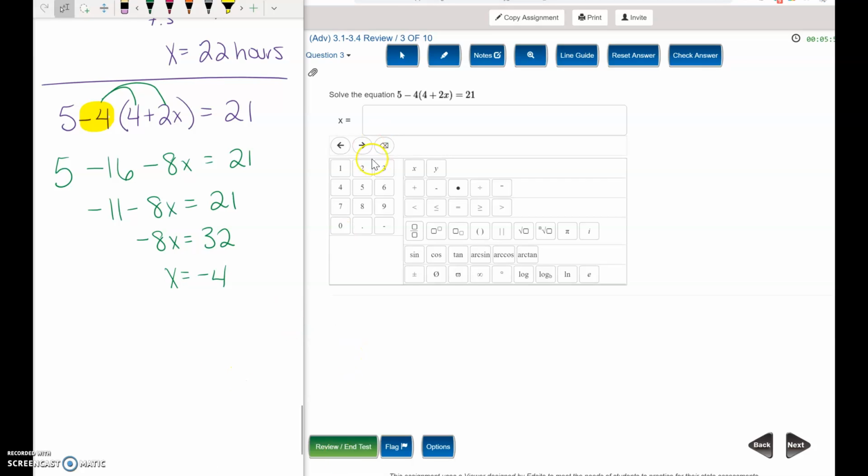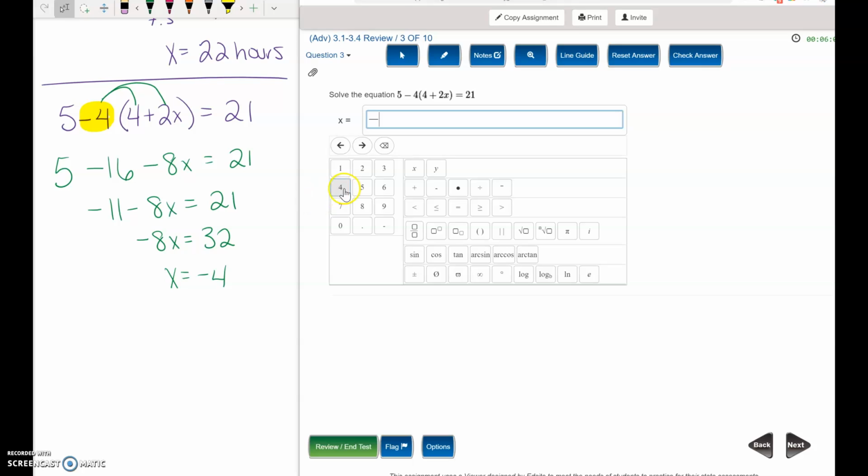And on this little math screen, you can type in -4 using your keyboard, so -4, or here you can type in -4. You can use the minus sign for negative, it's fine.